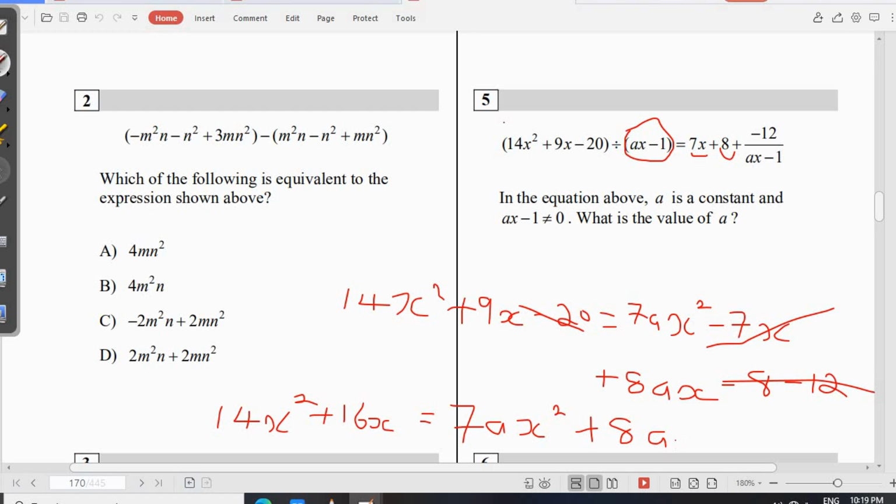So if we are seeing this way, 7ax squared plus 8ax, this 7a, because this x squared is the same thing as x squared here, that means 7a is related to 14, as well as 8a is also related to 16, since x and x are the same. So for 7a to be 14, that means a is 2. For 8a to be 16, that means a is 2. So a is equal to 2.